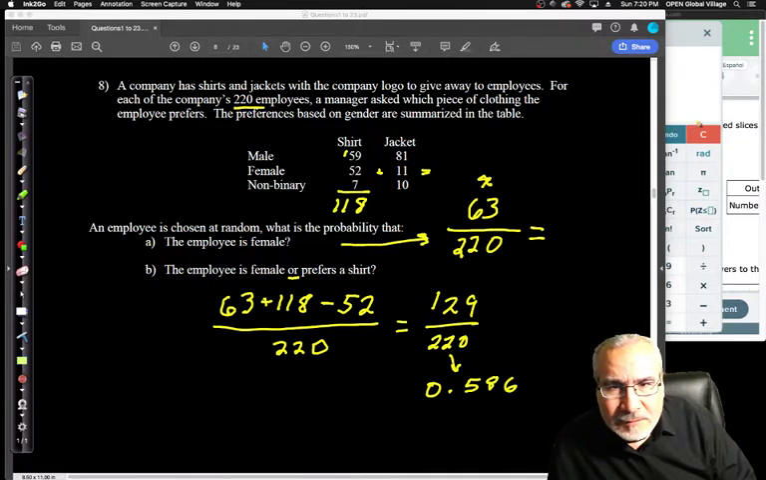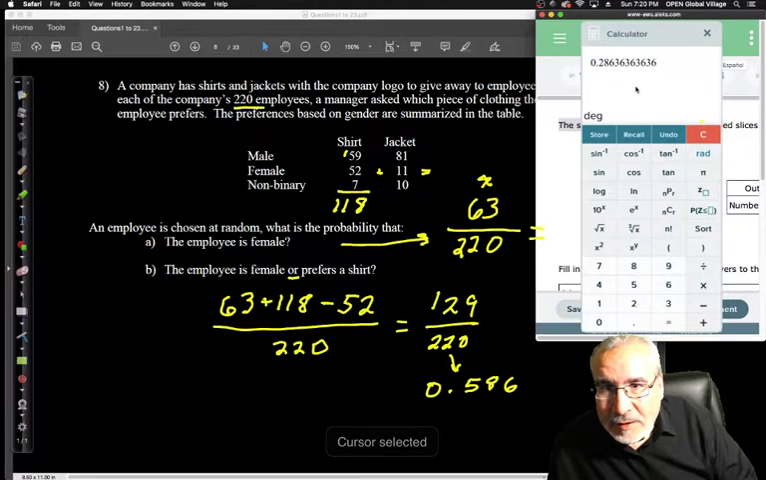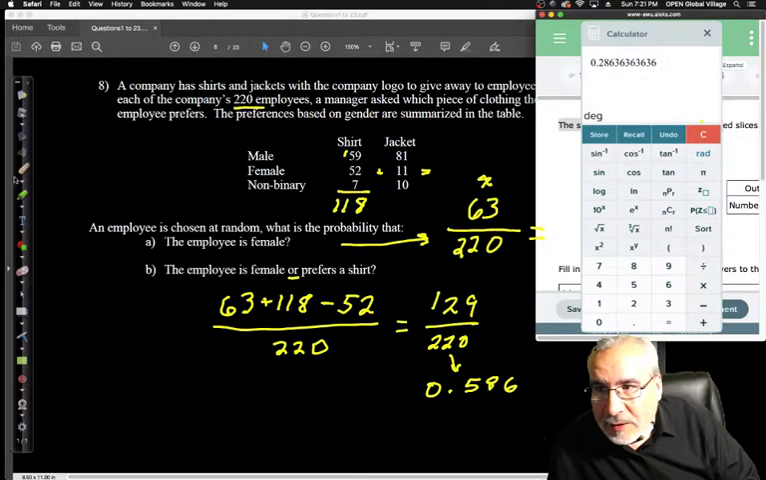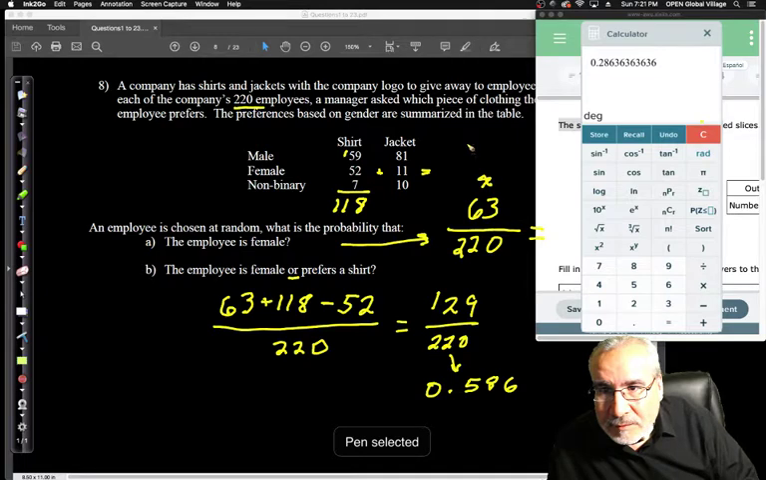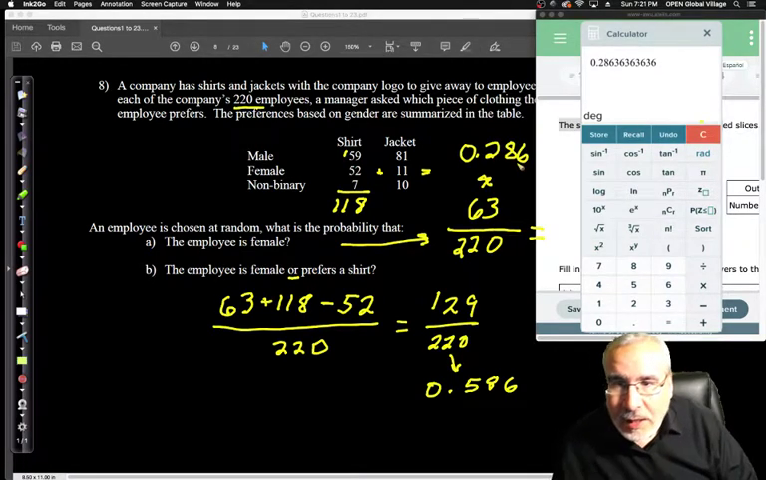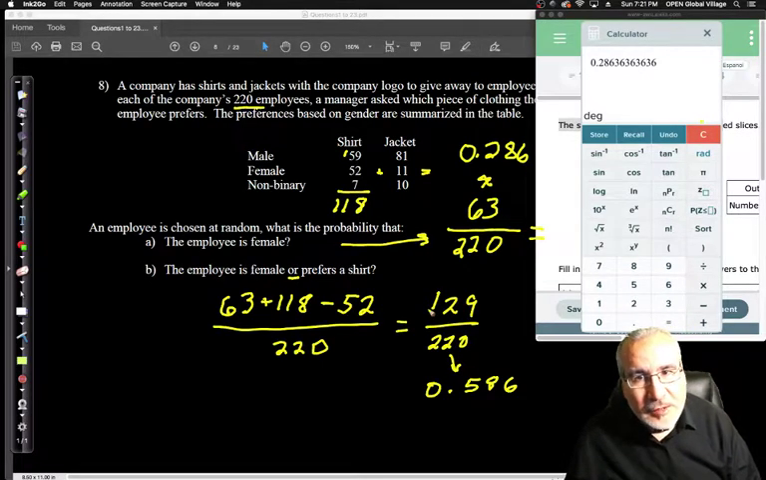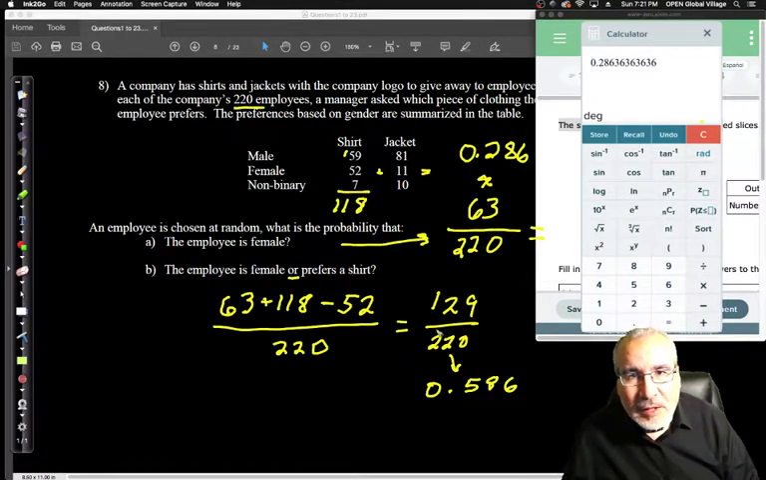So what was that? That number is going to be 0.286. And that's question number 8. So we'll end it here and move on to number 9.